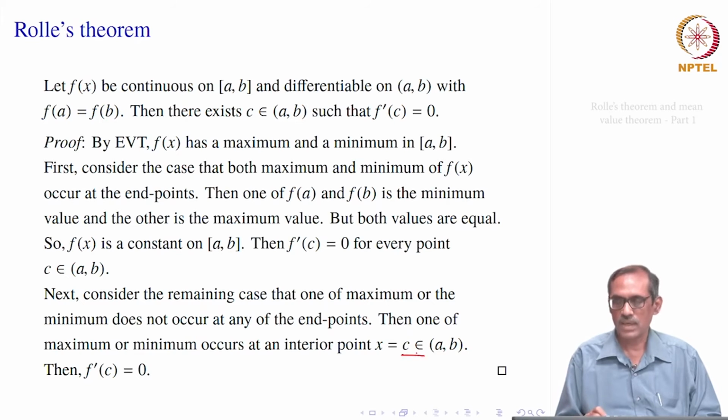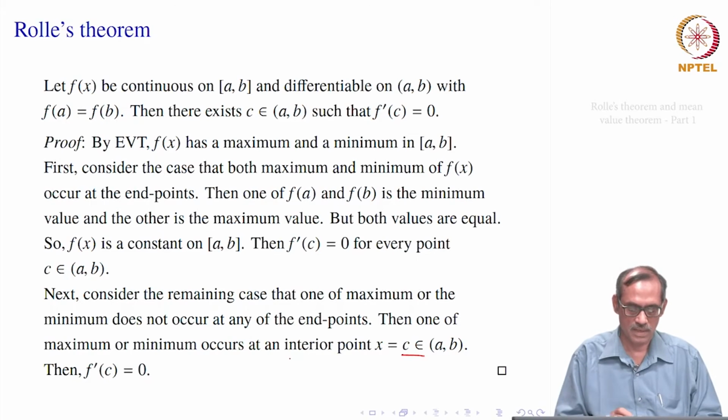So, at c we have a maximum or a minimum and we know that it has to be a critical point, and f is differentiable in the open interval (a, b). So, f prime of c exists and it must be equal to 0. So, that is the conclusion of Rolle's theorem.